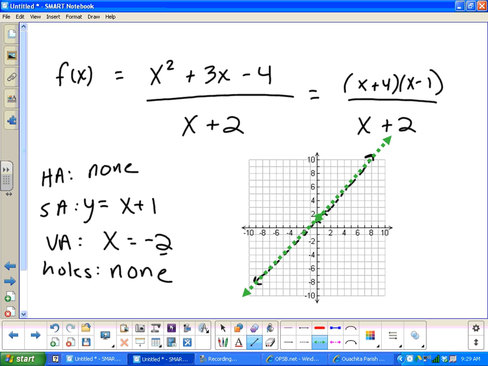Now we're going to have a vertical one at x equals -2. Okay, so we're going to do this. And now tomorrow we'll go in and fill in the curve. Okay, that's what it's going to look like, right? I have a slanted one and a vertical one. All right, let's do another example.